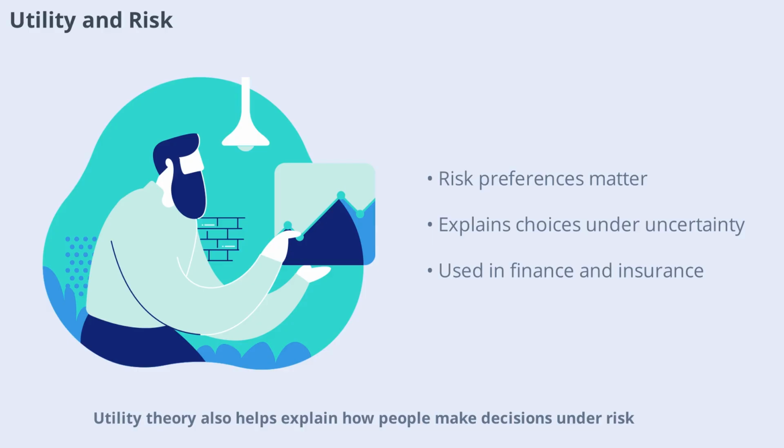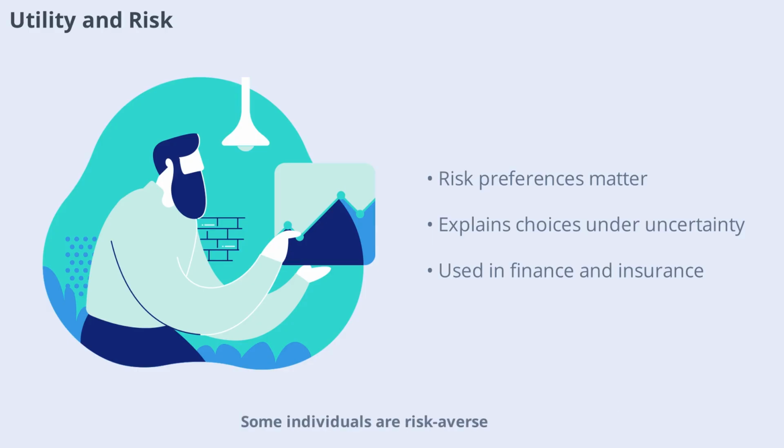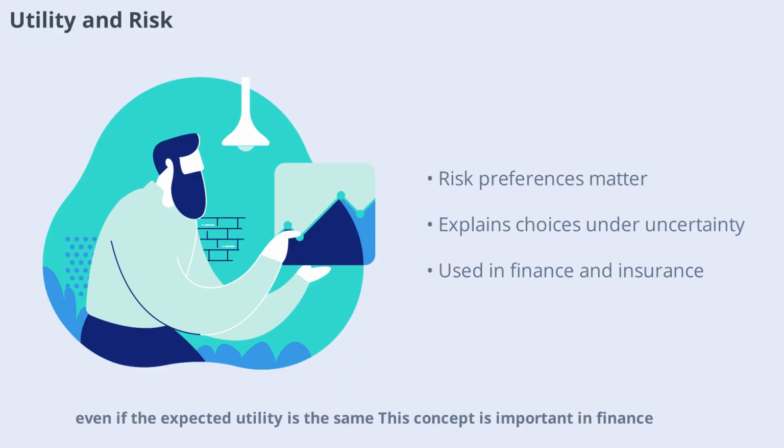Utility theory also helps explain how people make decisions under risk. Some individuals are risk-averse, preferring certain outcomes over uncertain ones, even if the expected utility is the same. This concept is important in finance, insurance, and everyday choices involving uncertainty.